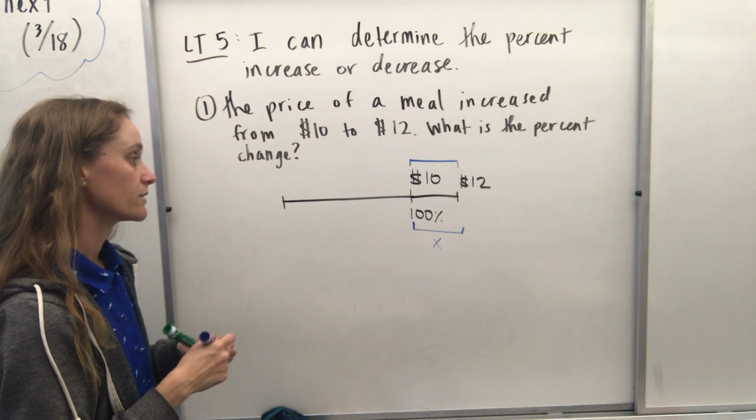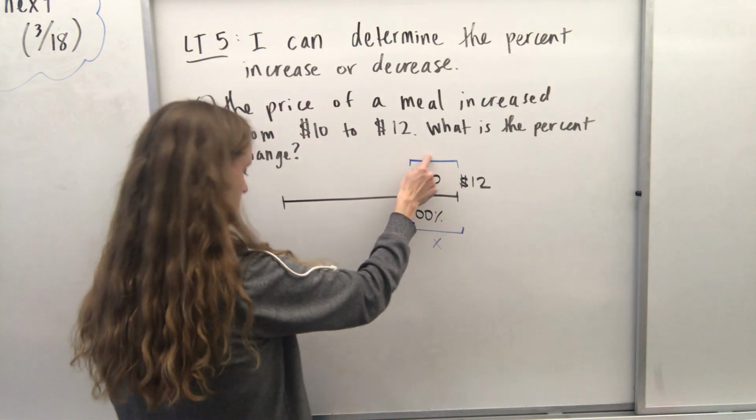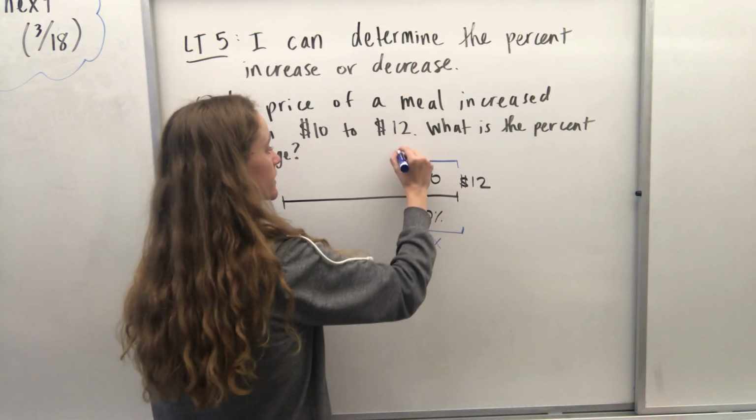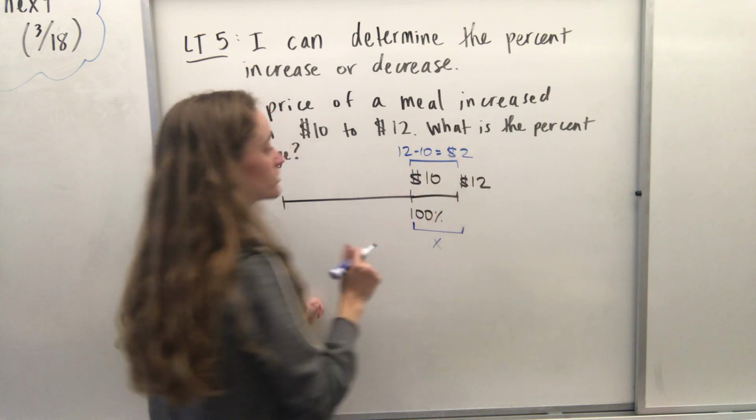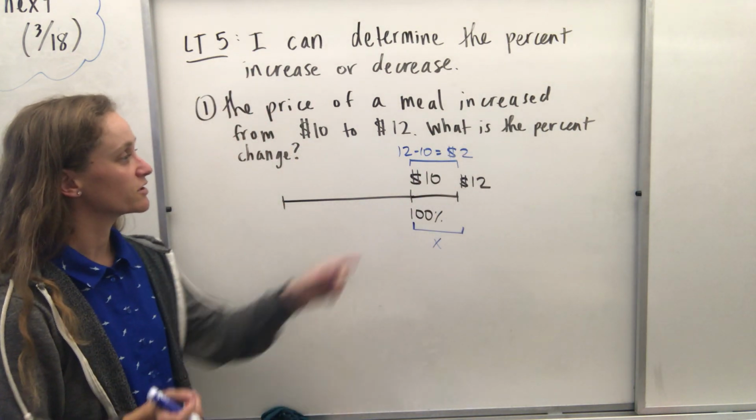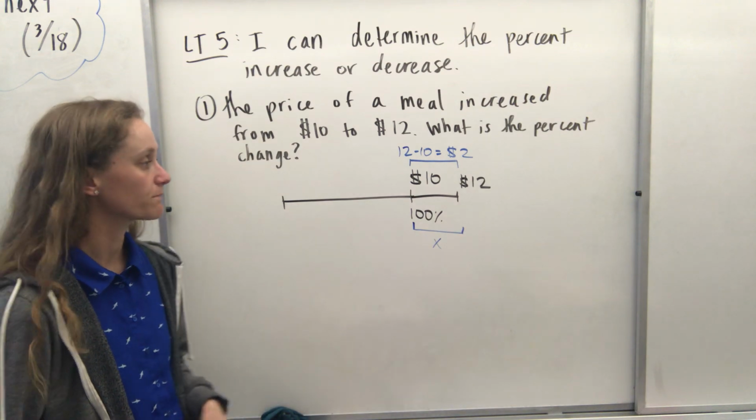Okay, so if I want to figure out this distance here, I can do 12 minus 10. So that tells me that there's a $2 increase. So we need to figure out what would that percent increase be.